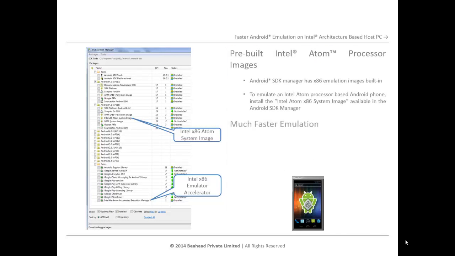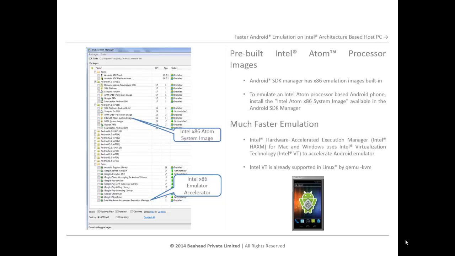One of the complaints that most Android developers have is the speed of the emulator. They always complain about the emulator being very slow, taking a long time to come up, which discourages them from debugging on the emulator. To solve this problem, Intel Hardware Accelerated Execution Manager, or Intel HAXM, comes to the rescue.